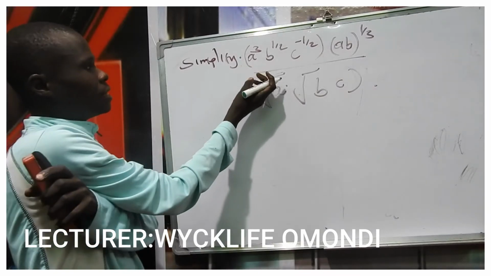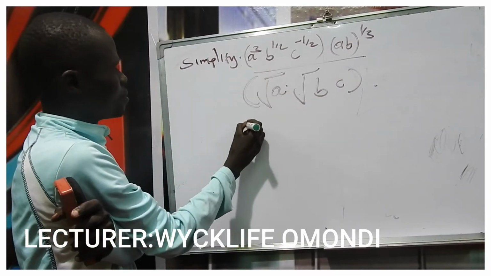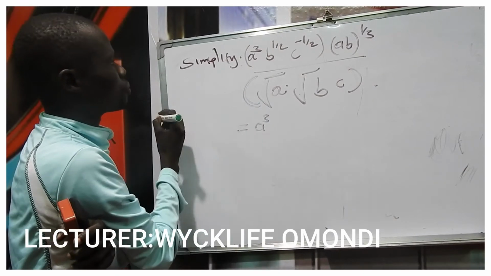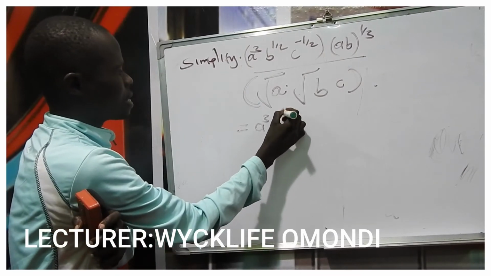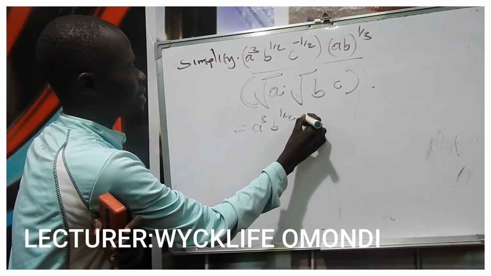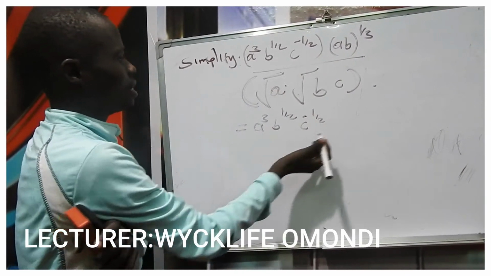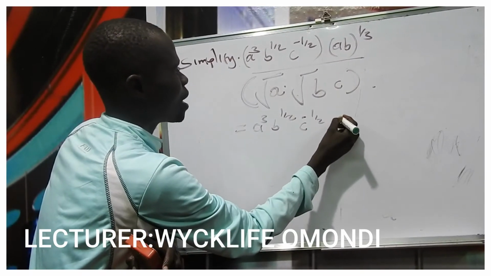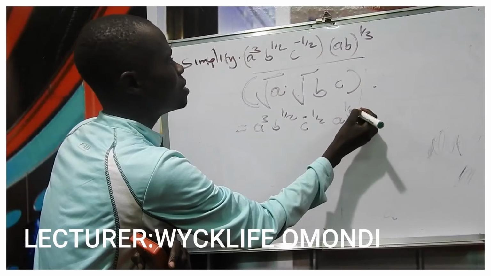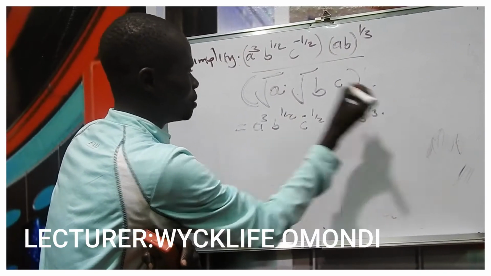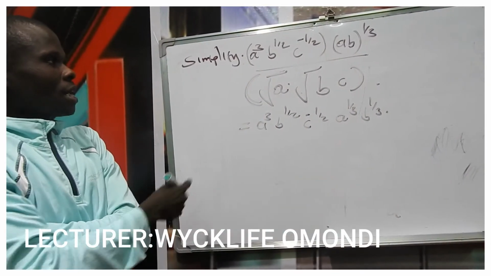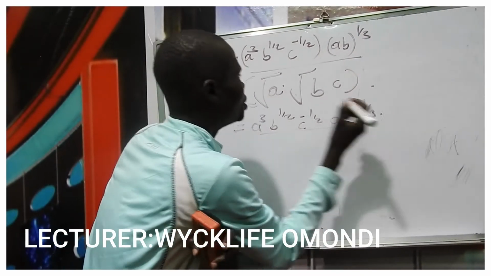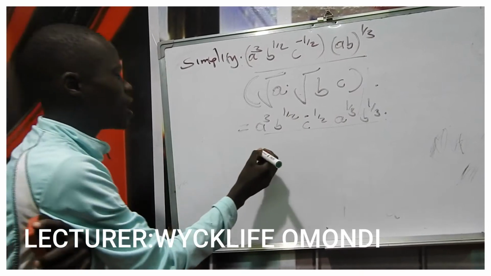Let's start by solving this, where we have a raised to 3, b raised to half, and c raised to negative half. When we open the bracket, we are going to have a raised to a third and b also raised to a third. That one is the numerator.